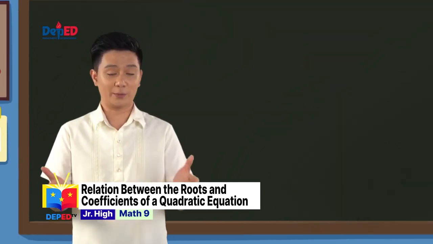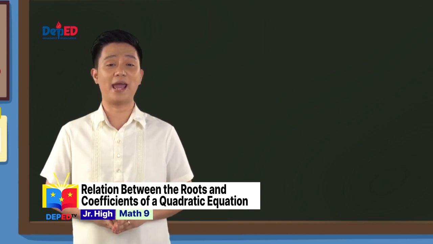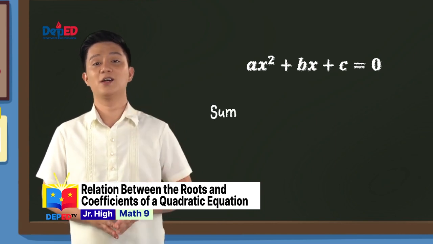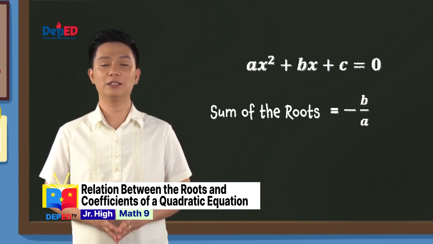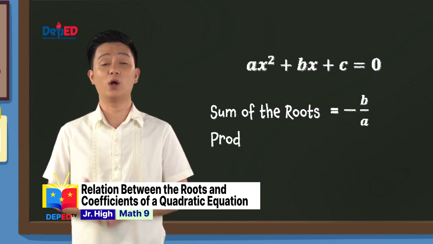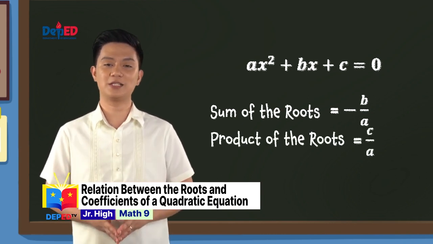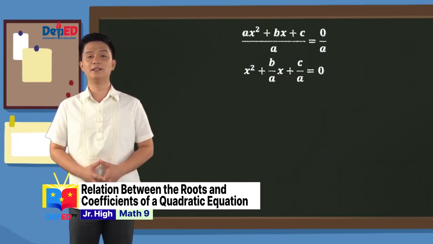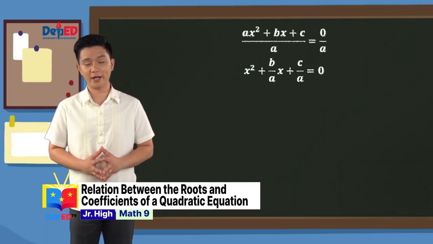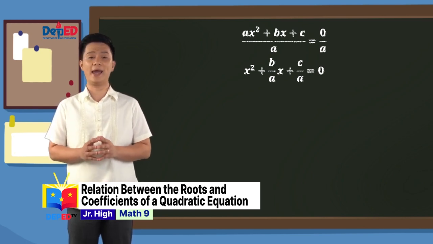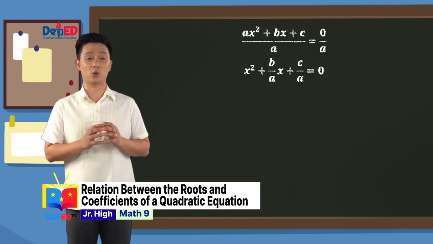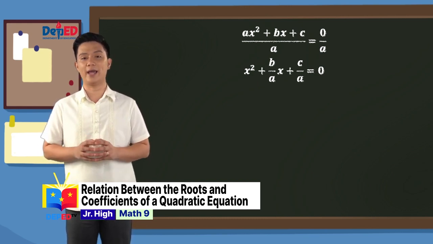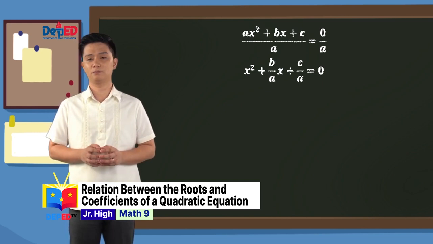So, when a quadratic equation is written in the form ax squared plus bx plus c equals 0, we must remember that the sum of its roots is equal to the negative of b over a, while the product is equal to c over a. Now, if we divide each term in the equation of the form ax squared plus bx plus c equals 0 by a, we should get x squared plus b over a of x plus c over a equals 0.